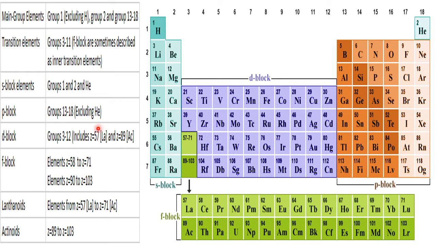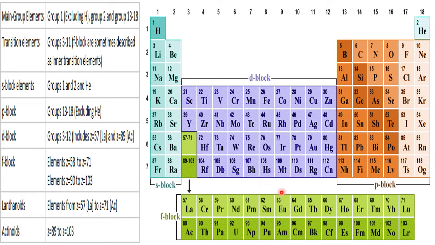Now the D block is groups 3 to 12, starting from scandium and ending with zinc in the first row. In the same way, yttrium to cadmium, and lanthanum to mercury. So all these are D block elements. Here also, from actinium to element 112. We worry only up to 92, uranium.